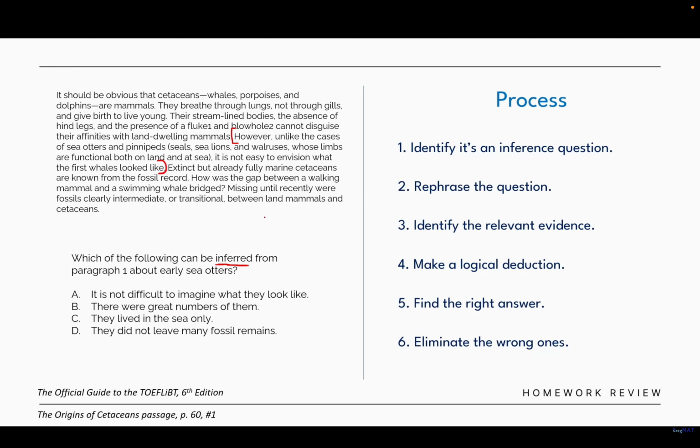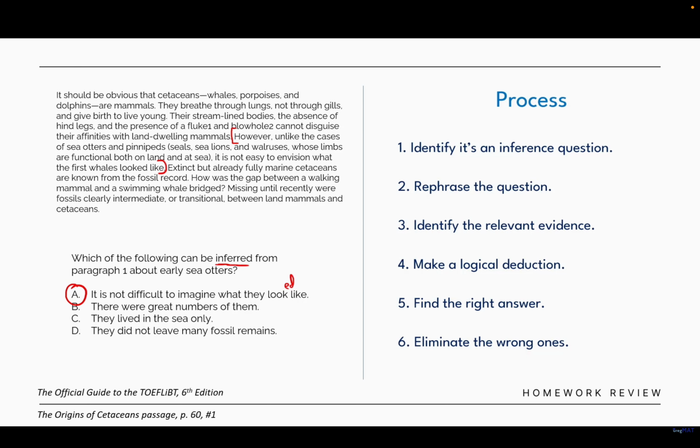So what is the logical deduction? So otters were easy to know how they looked. Right. So what do we choose? We ended up choosing C. No, I'm sorry, it's A. It is not difficult to imagine what they looked like. Yeah, very good. C is way out of topic. Okay, thank you, Subhajit.